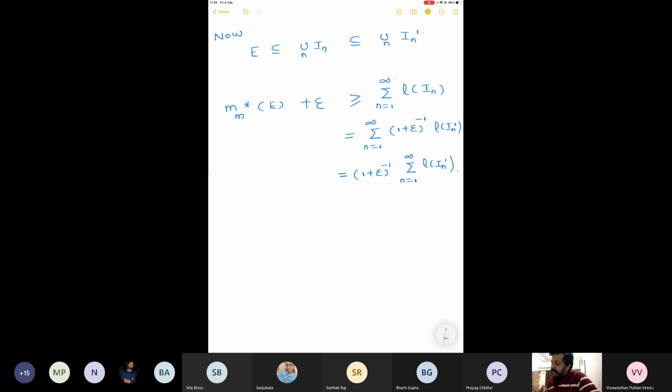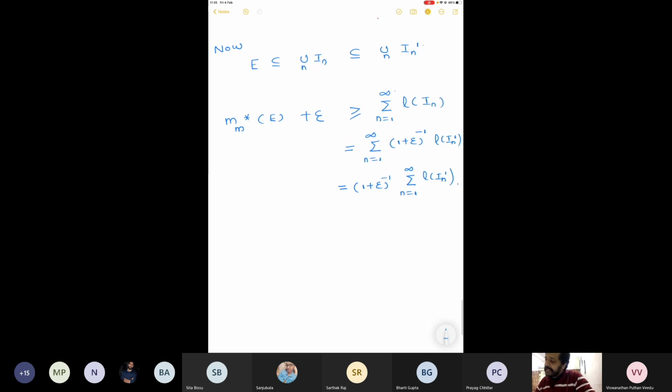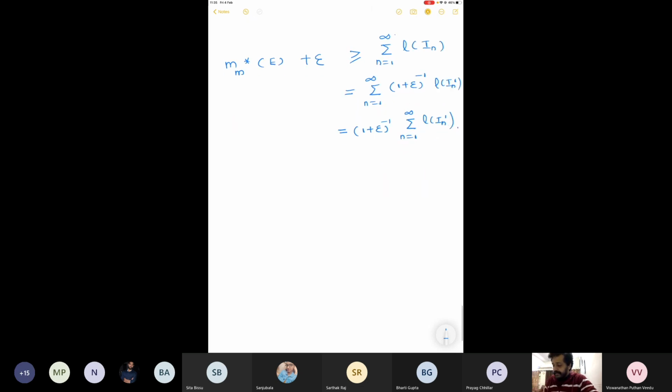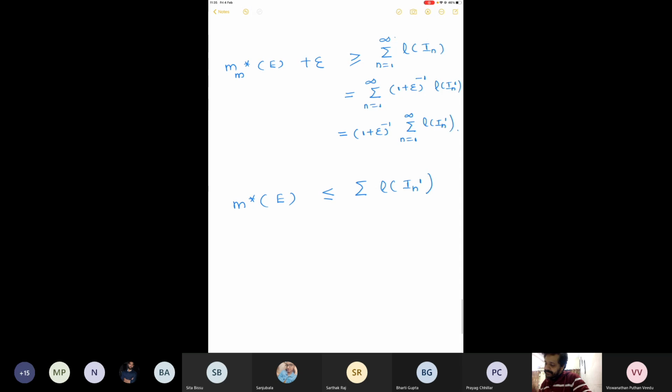Now as you have seen, E is contained in the union of I_n', and the I_n' are open intervals. So m star of E is, by definition, the infimum of the summation of the lengths, so it is less than or equal to the summation of the length of I_n', since the I_n' are open. And this is less than or equal to (1 plus epsilon) times m star of E plus epsilon, from the last star.